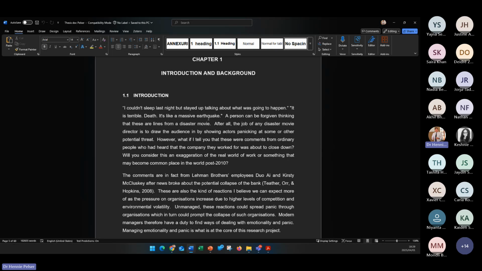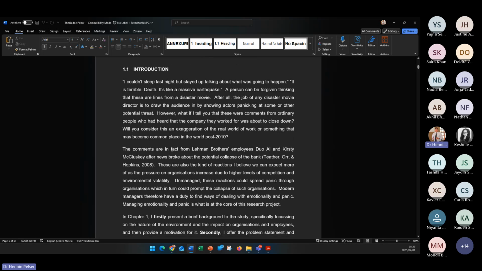And I said, my transition sentence, we can be forgiven that these are lines from a disaster movie. And it talks about what directors do. And then it brings us into our topic. And it's from Lehman Brothers employees. Those are their names after they found out that Lehman Brothers, one of the biggest banks in America, was about to close. And you can see the transition there. Now, my stuff is not anywhere near the standard that Ariel and, oh, I can't remember the other girl's name now, delivers.